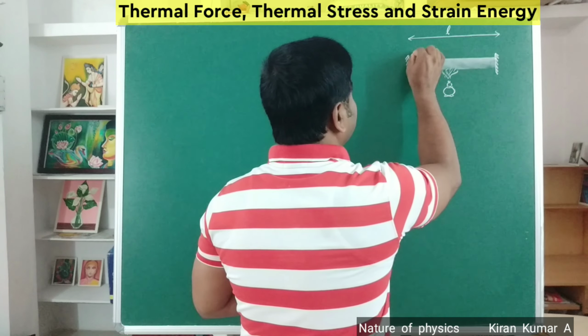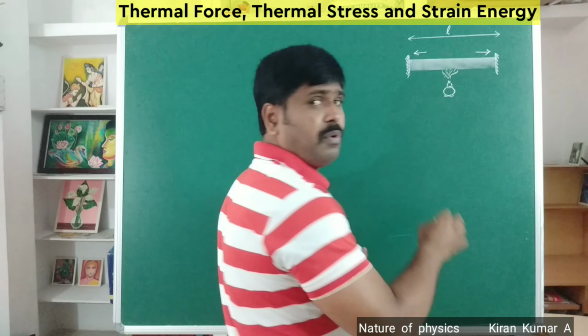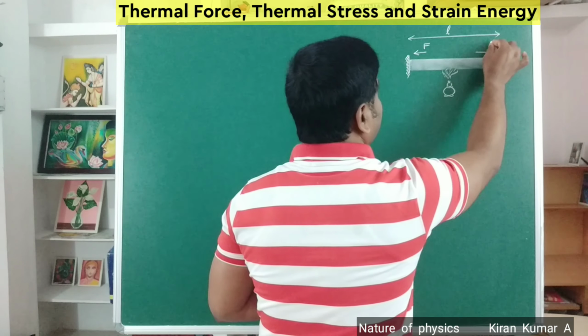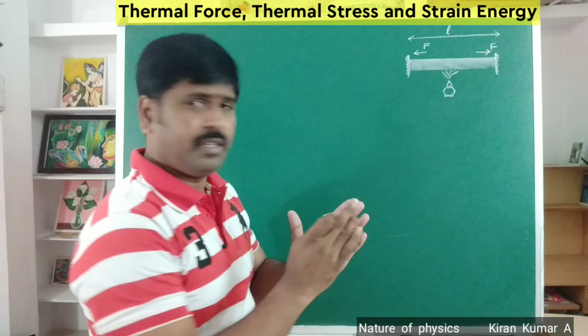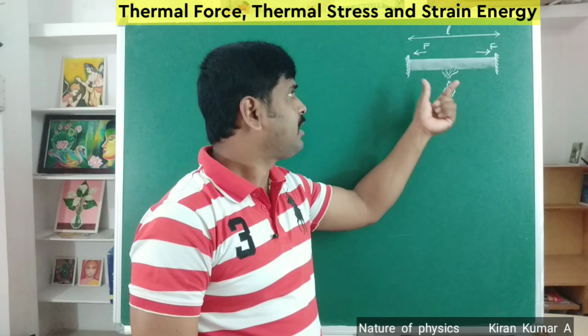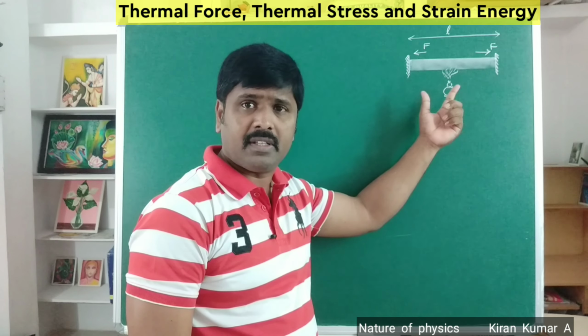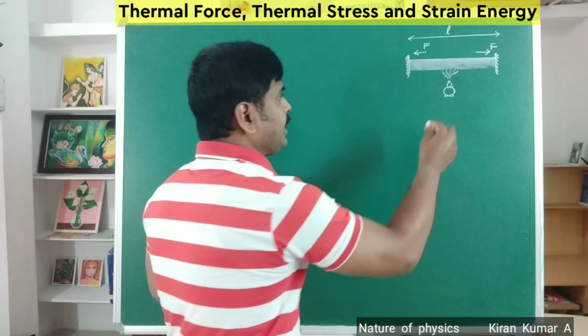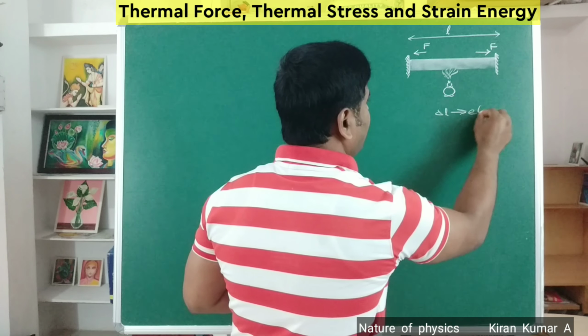So thermal agitation takes place and exerts a force F on the fixed supports. See, force F acts on both sides because of the heat energy absorbed by the rod, and thermal agitation takes place in the rod. That's why it gets enlarged. We know whenever heat is applied to a metal bar, it will extend, but it is fixed with two rigid supports. That's why a force is exerted on the two rigid supports, and that force is called thermal force. So the elongation here is delta L.